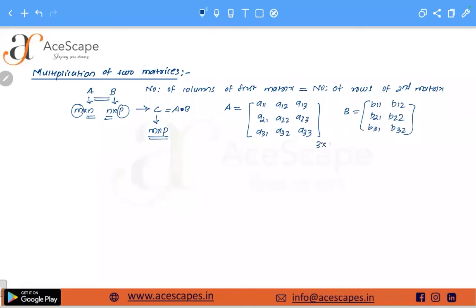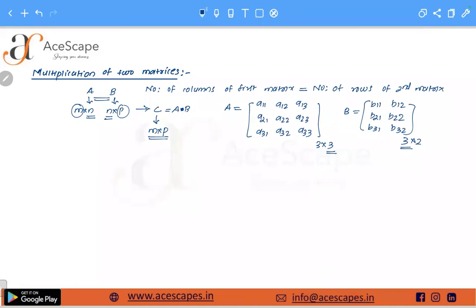So this is a 3 by 3 matrix, and here B has number of rows 3, number of columns 2. So this is a 3 by 2 matrix. Is the multiplication possible? Yes, because the number of columns of the first matrix is equal to the number of rows of the second matrix. So this multiplication is possible.